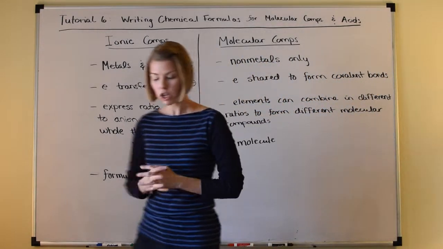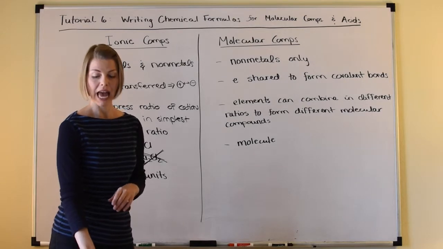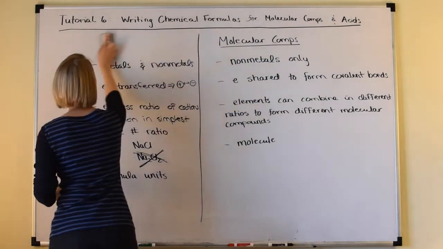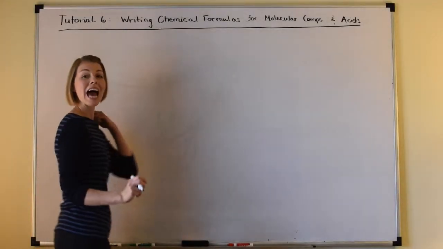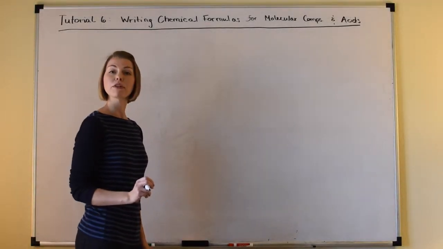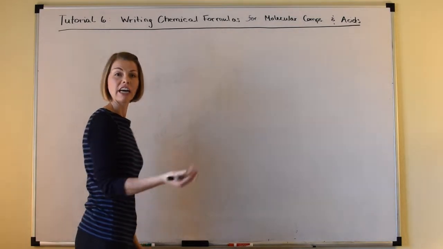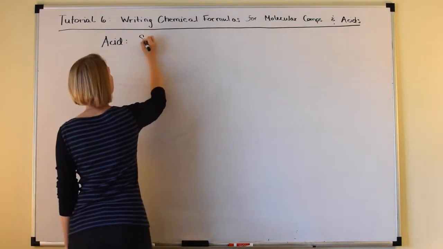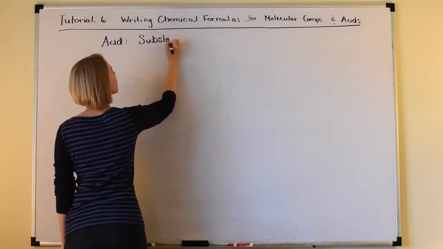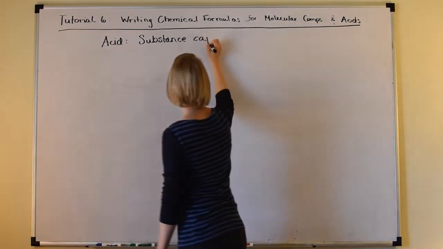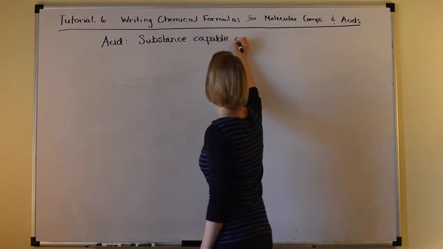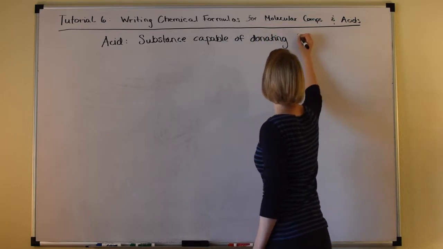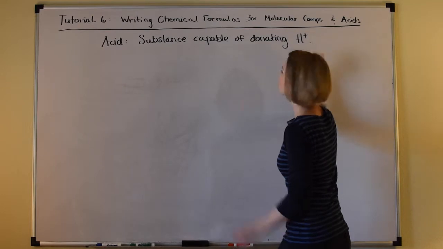All right, so let's go on to slide number 5, naming common acids. An acid is a substance that is capable of donating a hydrogen cation. So I'm just going to write up here, acid is a substance capable of donating a hydrogen cation, so an H+.